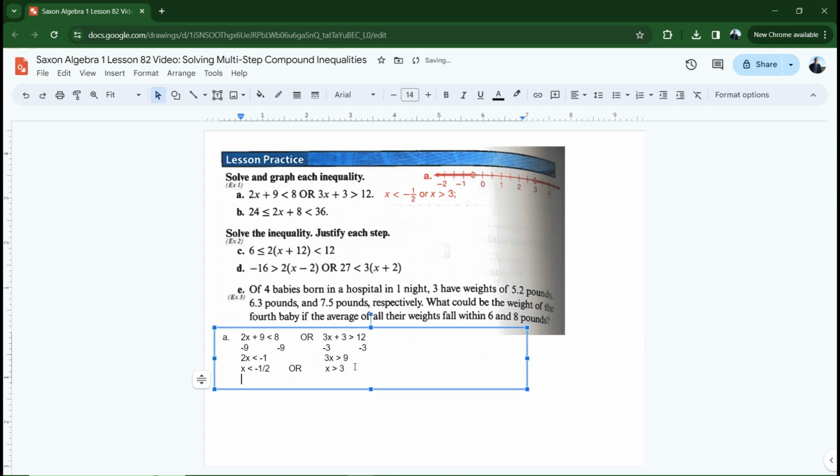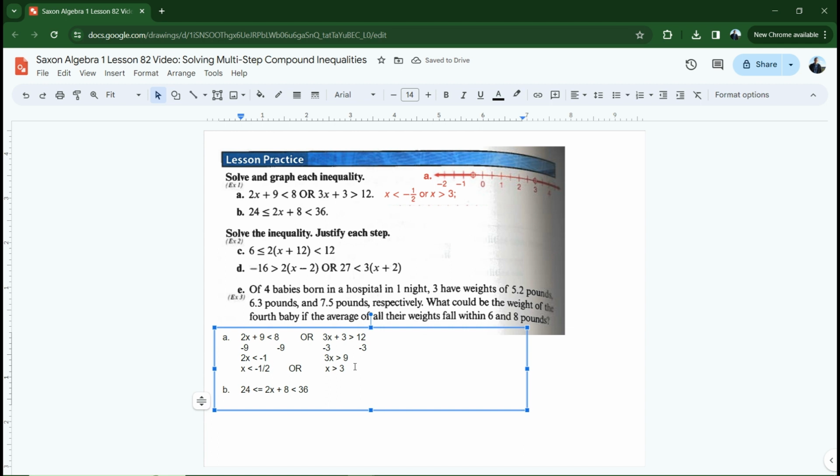Now, how does that work with an and, like in letter B? Well, we're going to notice it's pretty much the exact same thing. The only difference here is that I can do this all at one time. 24 is less than or equal to 2x plus 8 is less than 36. Now, when you have an and inequality, the way I work both inequalities at the same time is I just do the same thing on all sides of the inequality.